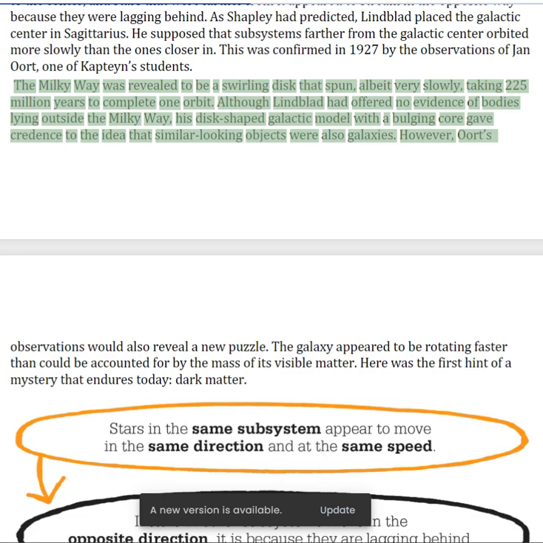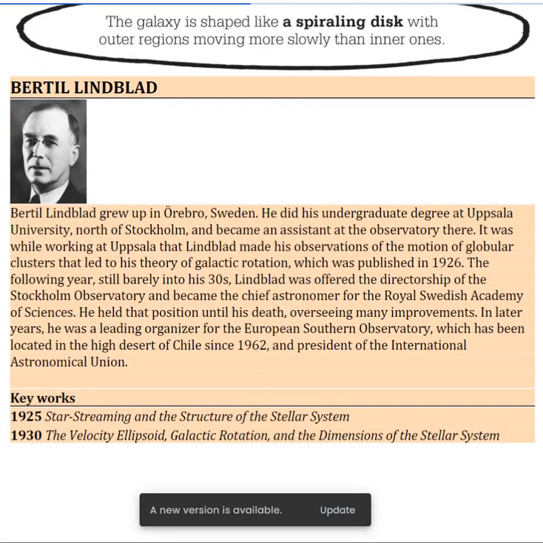However, Oort's observations would also reveal a new puzzle. The galaxy appeared to be rotating faster than could be accounted for by the mass of its visible matter. Here was the first hint of a mystery that endures today: dark matter.